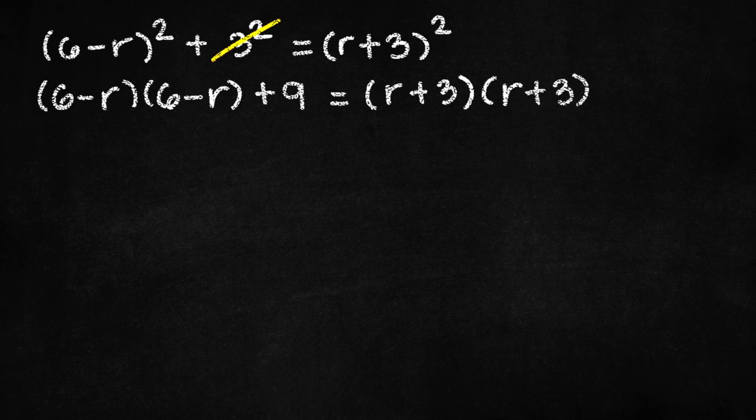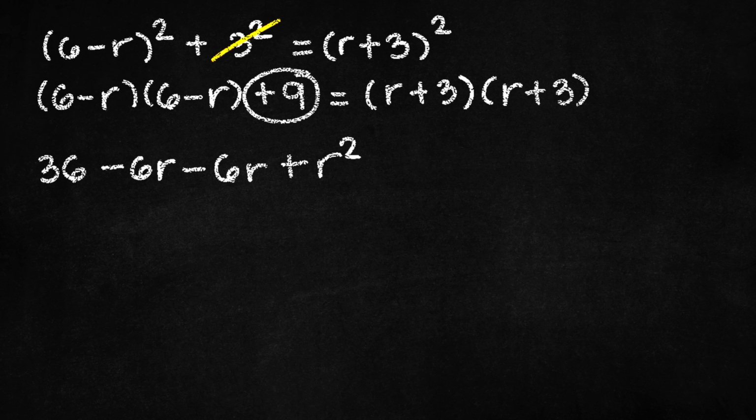6 times 6 is 36. 6 times negative r is negative 6r. Negative r times 6 is negative 6r. And negative r times negative r is r squared. And don't forget plus 9.